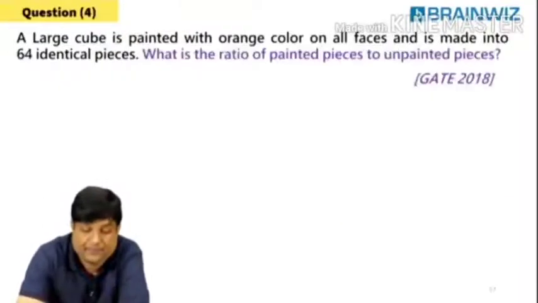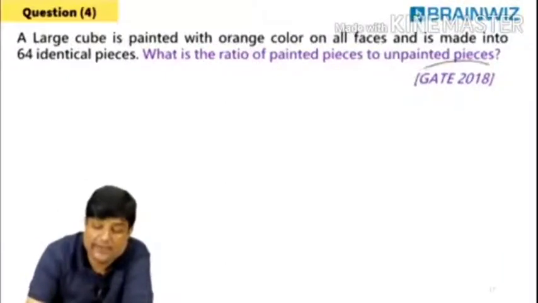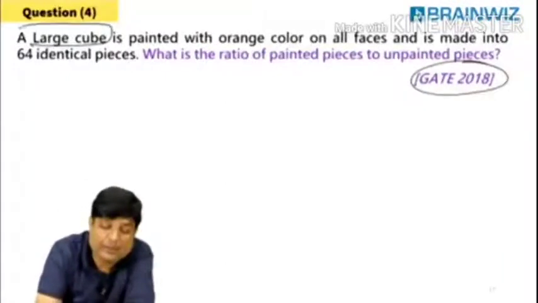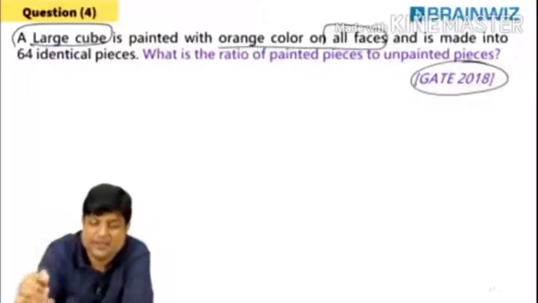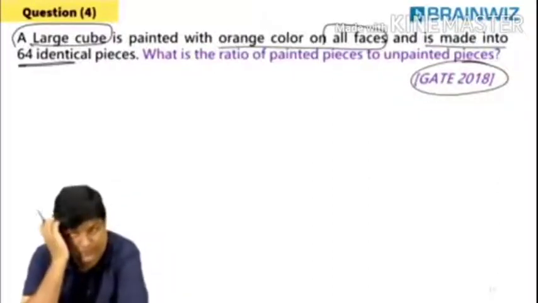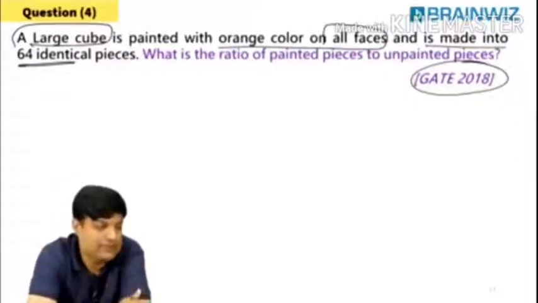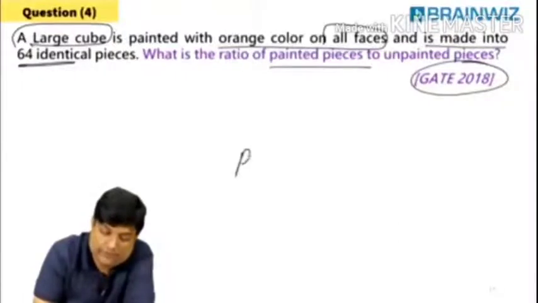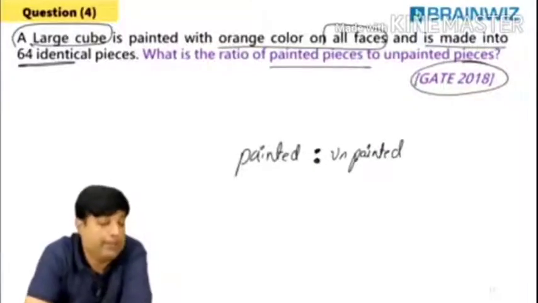But listen, everybody. This question was given in GATE 2018. A large cube is painted with orange color on all the faces, same orange on all the faces, and cut into not 125, sir, 64 pieces. Hope you know the n value for 64. What did he ask you? What is the ratio of painted to unpainted pieces? I want the ratio of painted to unpainted.